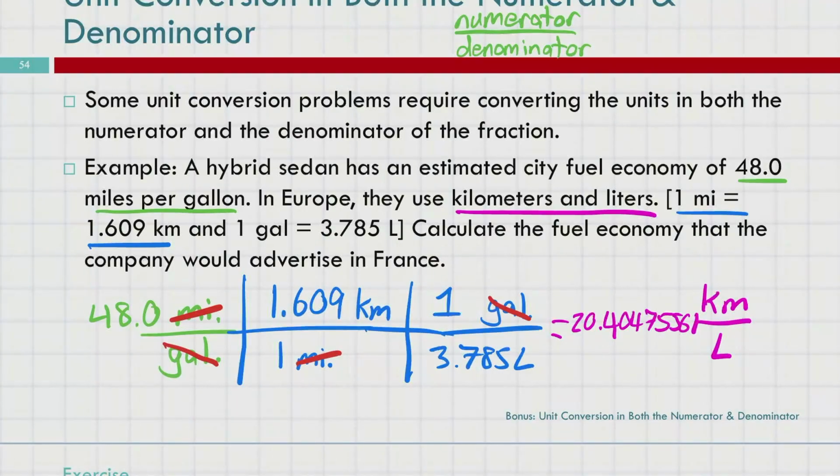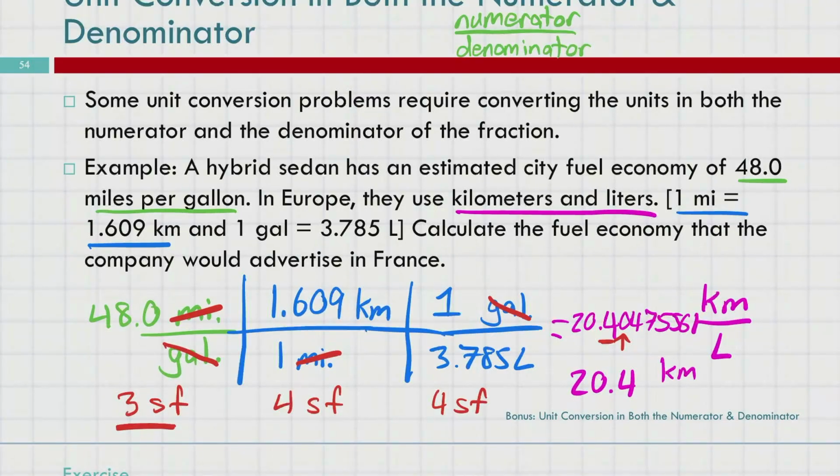And then thinking about our significant figures, we've got 3, 4, and 4. So we are going to pick 3 significant figures for our final answer. So this would round down to 20.4 kilometers per liter. Questions?